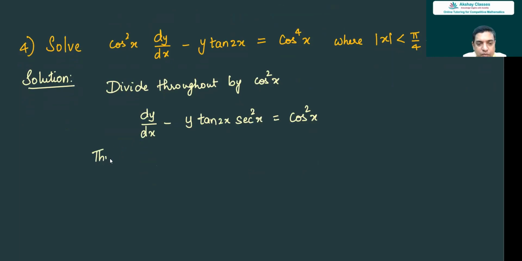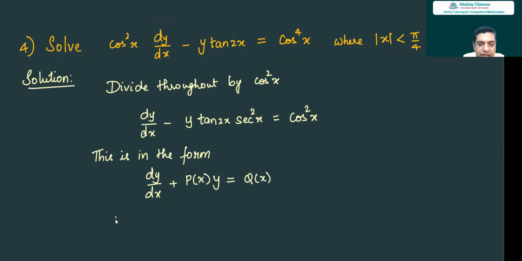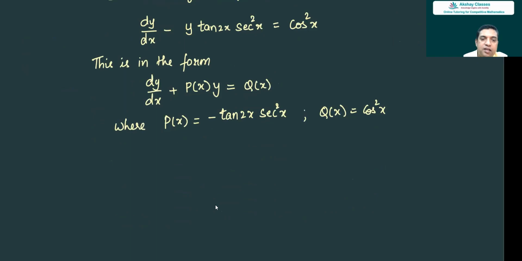So this is in the form dy by dx plus P of x times y is equal to Q of x, where P of x is minus tan 2x secant square x, and Q of x is cos square x. So now this is a linear differential equation.